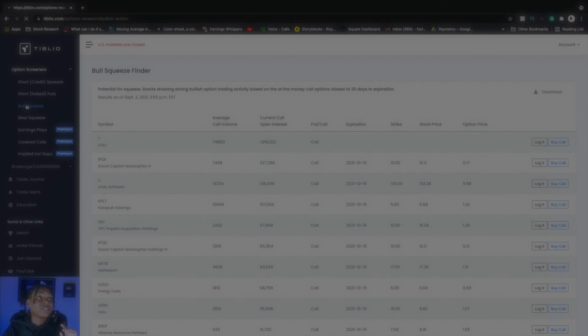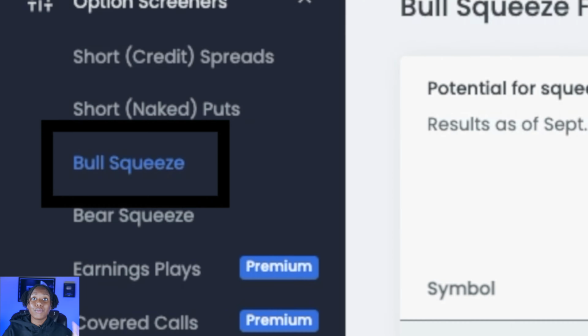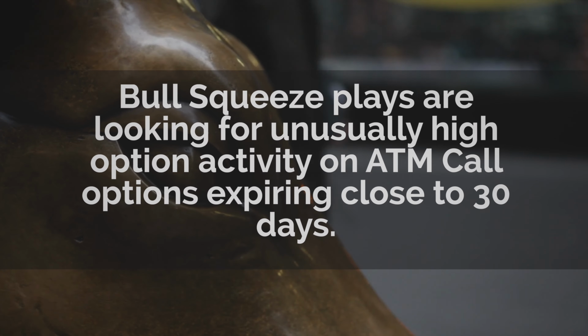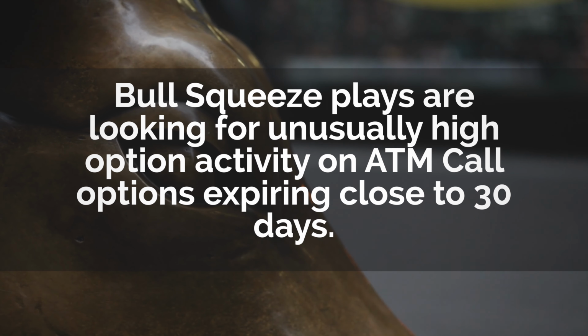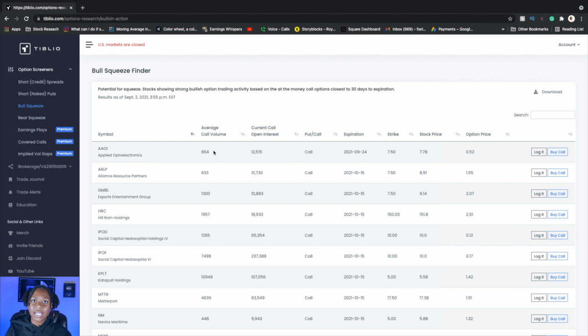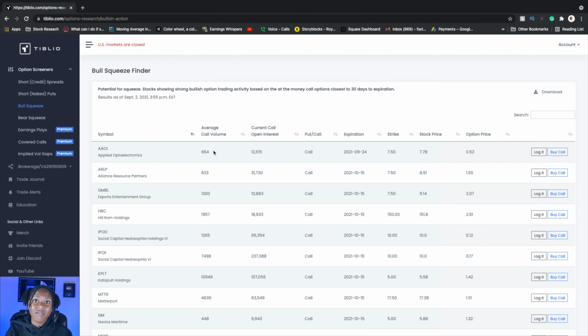Now the next two, these are two of my favorite ones. The first one you're going to see is the bull squeeze. This is a bullish play, just like the name suggests, but with this play, we're looking for unusually high option volume activity on at-the-money call options that are going to expire in about 30 days. These are stocks that show indicator setups for a bullish breakout with high call volume, okay? And we've talked about this before, the importance of high volume on your options.